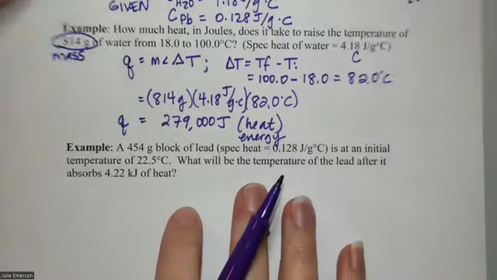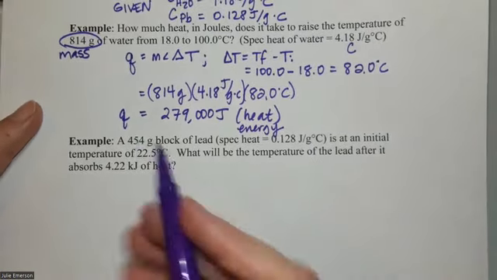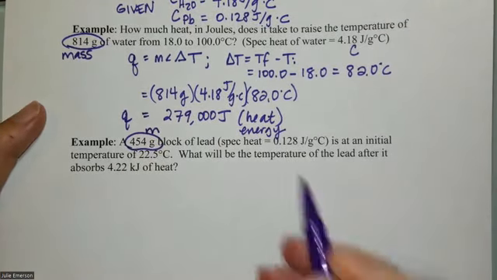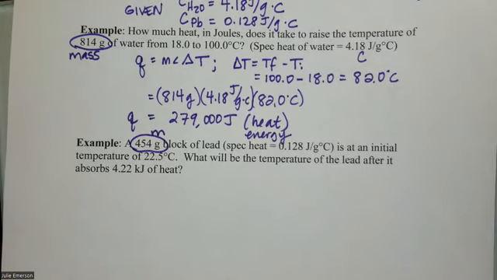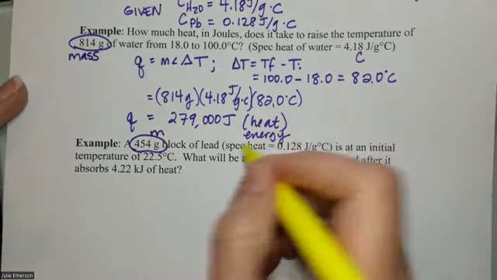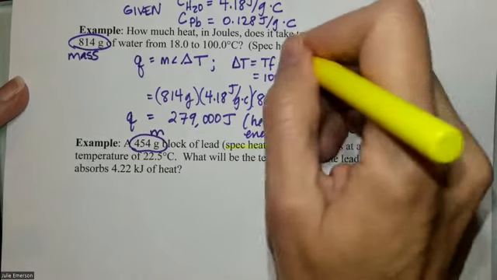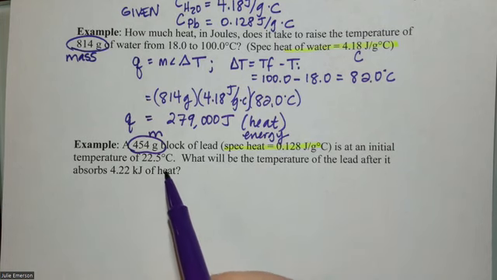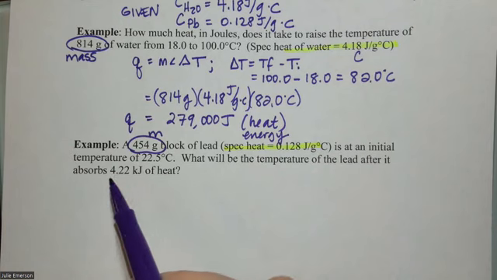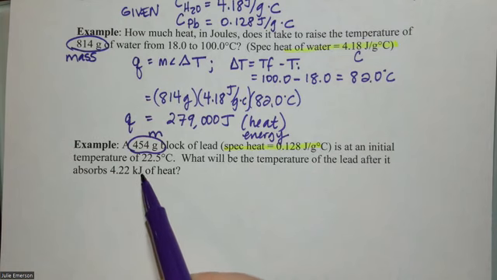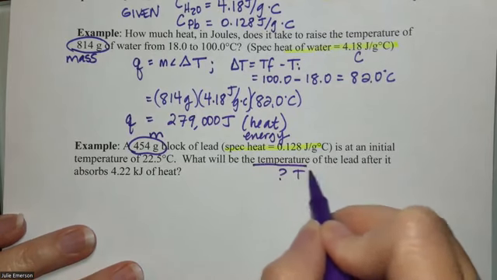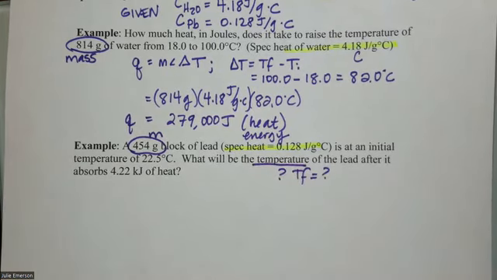Now let's look at an example with lead. Now we've got a 454 gram sample of lead. So there's my mass. Notice the heat capacity constant, much less. We talked about that earlier. Metals have much lower heat capacity constants because they are very good conductors of energy. The initial temperature here is 22.5 degrees Celsius. And if we apply 4.22 kilojoules of heat, what will be the final temperature? So we're looking for the final temperature of the lead.